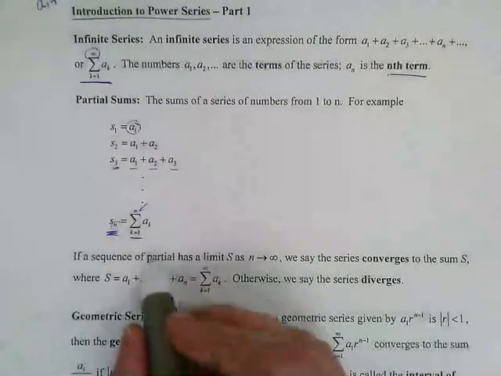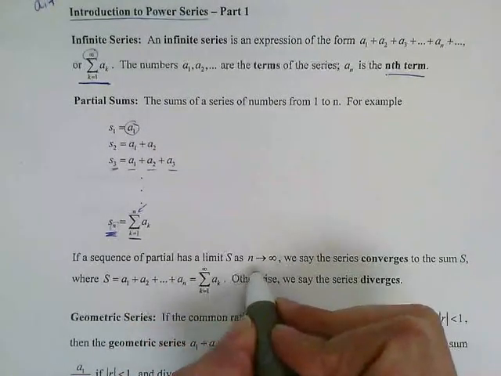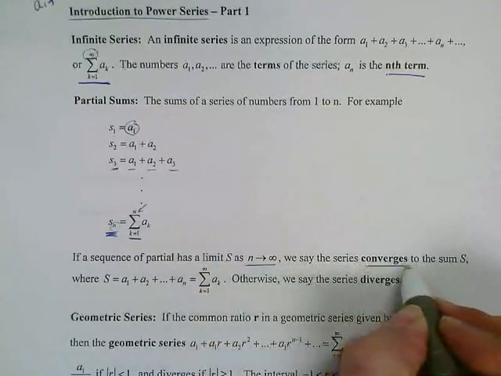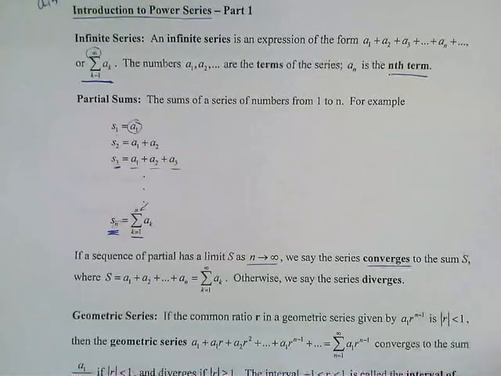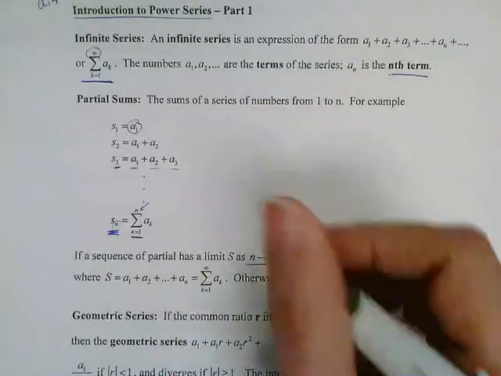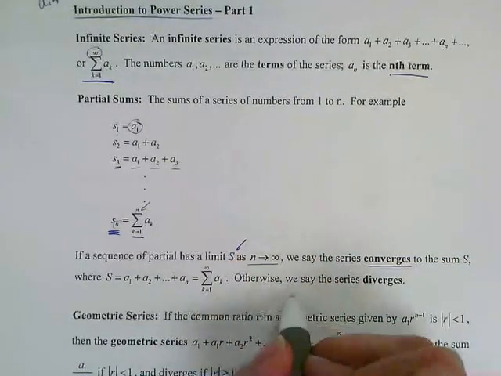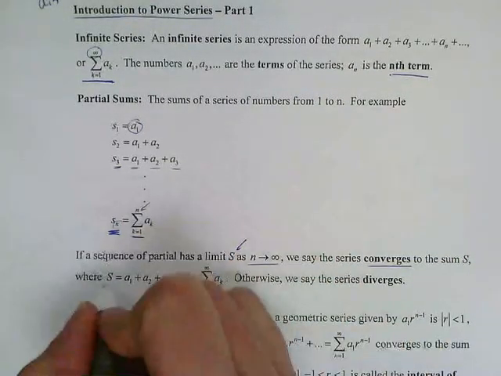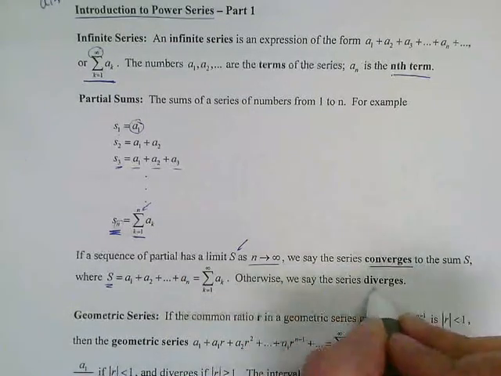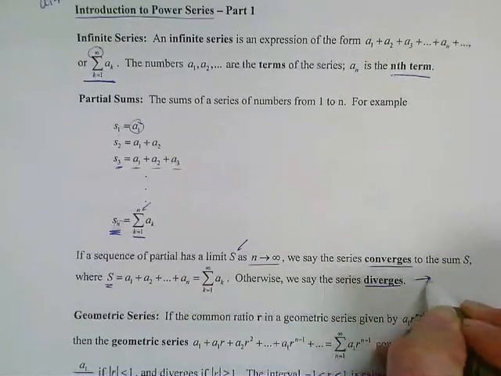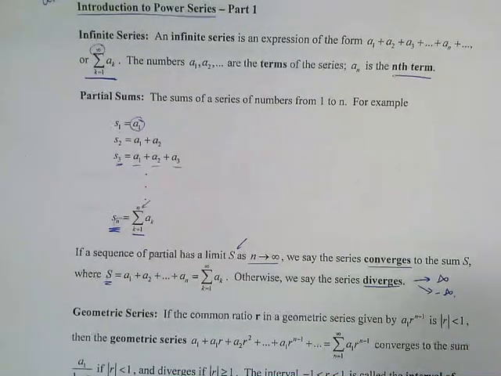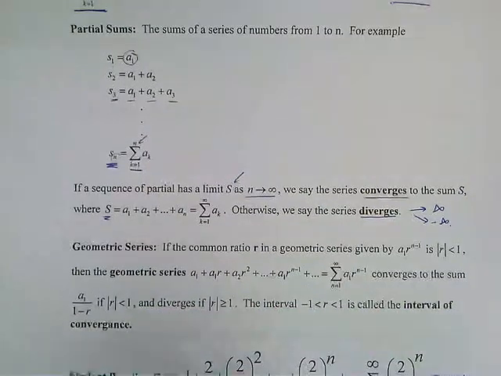All right, if a sequence of partial sums has a limit s as n approaches infinity, then we say it converges to the sum of s. So if it has a set number. But if it doesn't have a set sum, we say that it diverges. Remember that it means that it goes to either infinity or negative infinity. So these terms still mean the same in this section.